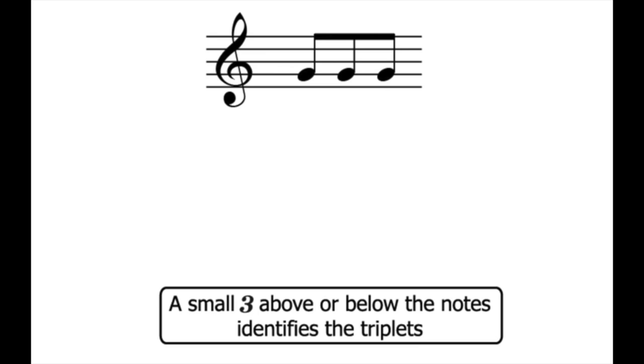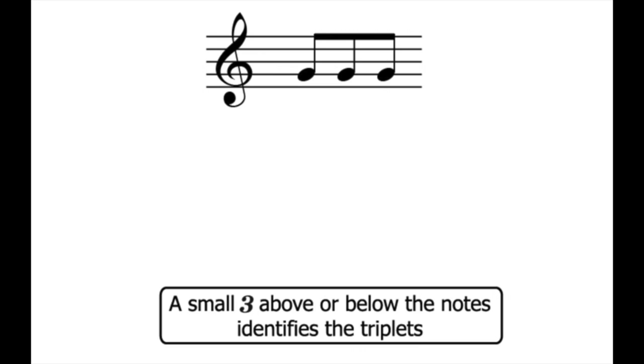So, the important thing to remember is that if there is a 3 above or below the notes, then they are triplets. If there is not a 3, then they are not triplets, even if other things might seem to suggest that they could be. Now, this seems pretty obvious, but this simple rule trips up a surprising number of music students. For example, this is not a triplet.